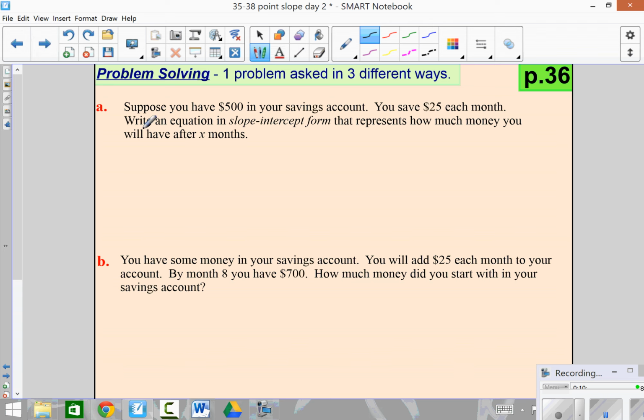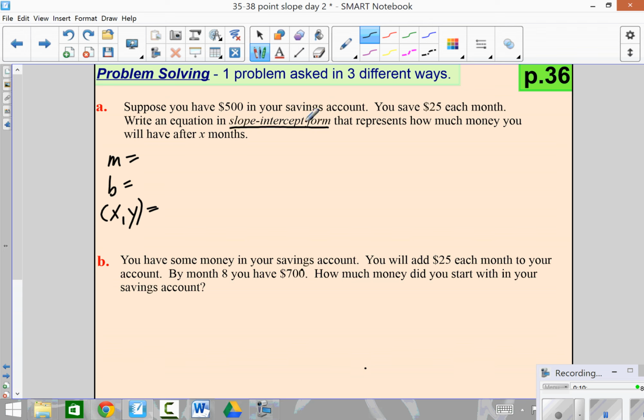First problem says, suppose you have $500 in your savings account. You save $25 each month. Write an equation in slope-intercept form that represents how much money you will have after X months. Now, because we want all of our equations always in slope-intercept form, you're always going to make a key here that's going to help you figure out what's given and what you need to find in order to write an equation. Okay, so let's start out with our three parts of y equals mx plus b, which is slope-intercept form.